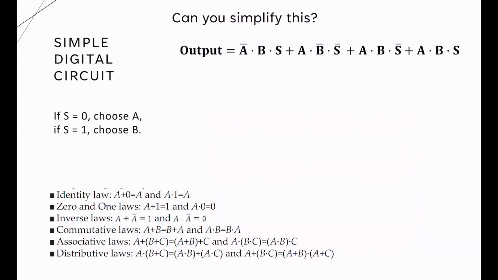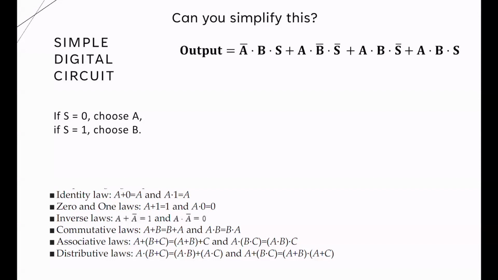You can simplify the Boolean equations by using Boolean algebra laws, like the identity law and the 0 and 1 laws. I just sum it up here. From this equation, you can try to simplify it using the laws. Basically, if you can make the equation shorter, you can reduce the size of the circuit.